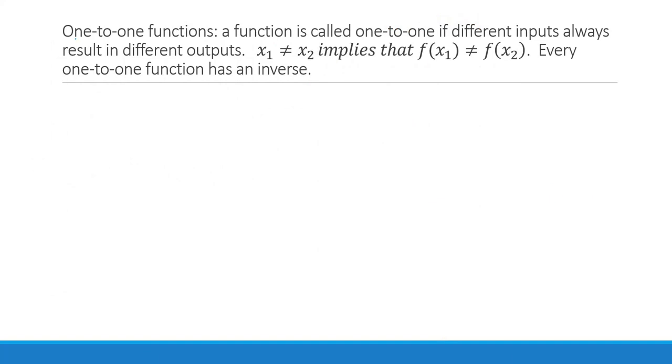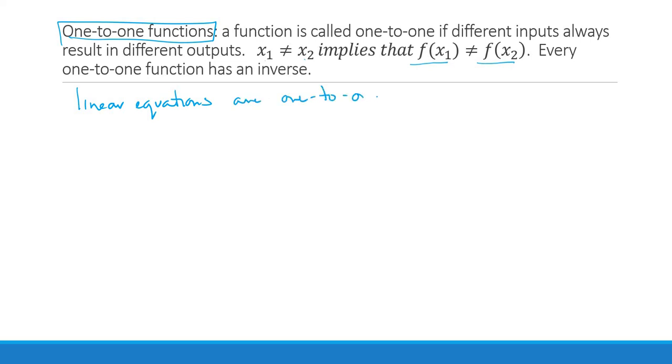All right, one-to-one functions. A function is called one-to-one if different inputs also result in different outputs. So if I have two different x values, x sub 1 and x sub 2, and they do not equal each other, then the output from those two points will also not equal each other. Every one-to-one function has an inverse. All linear equations, like the one we just did, are one-to-one.